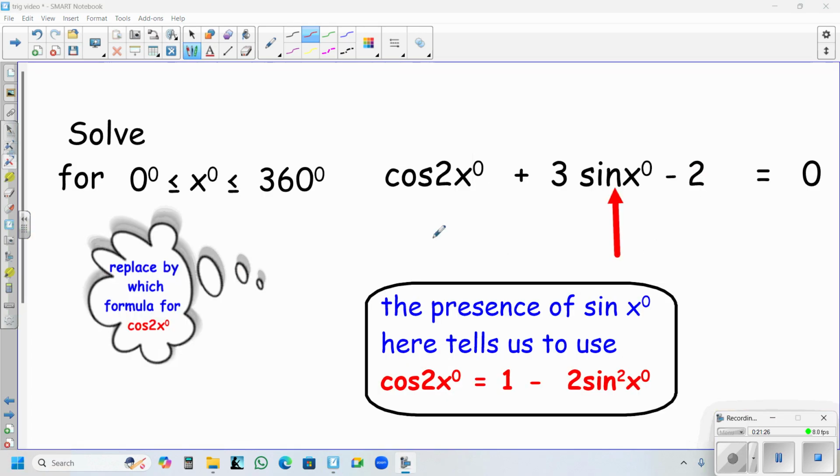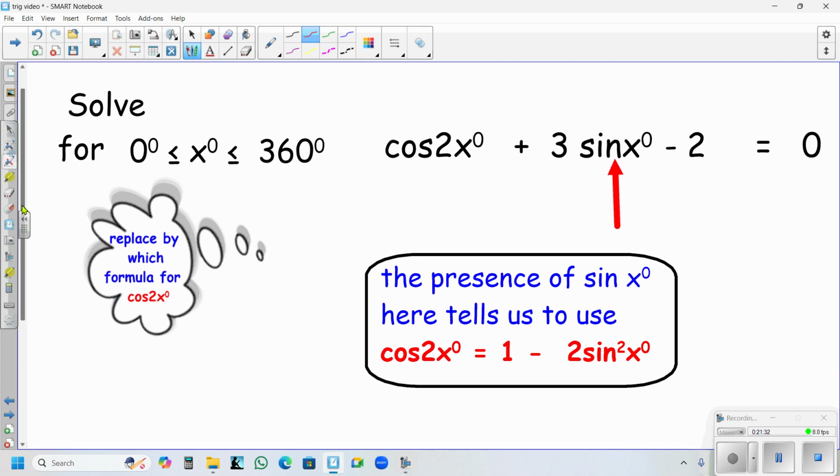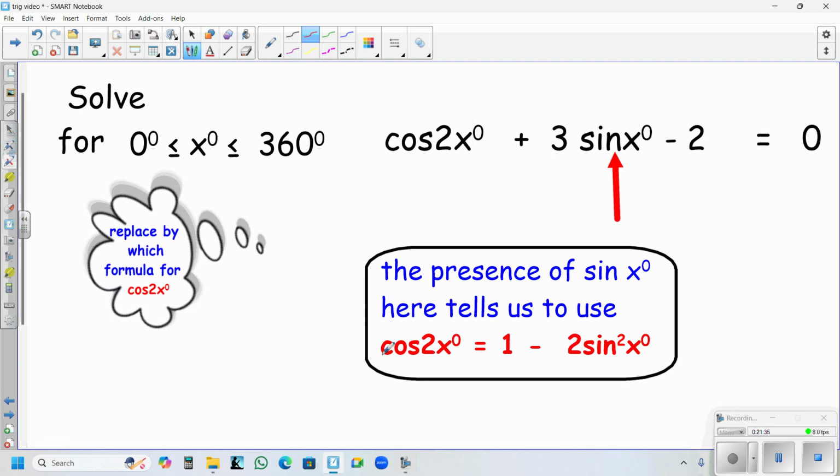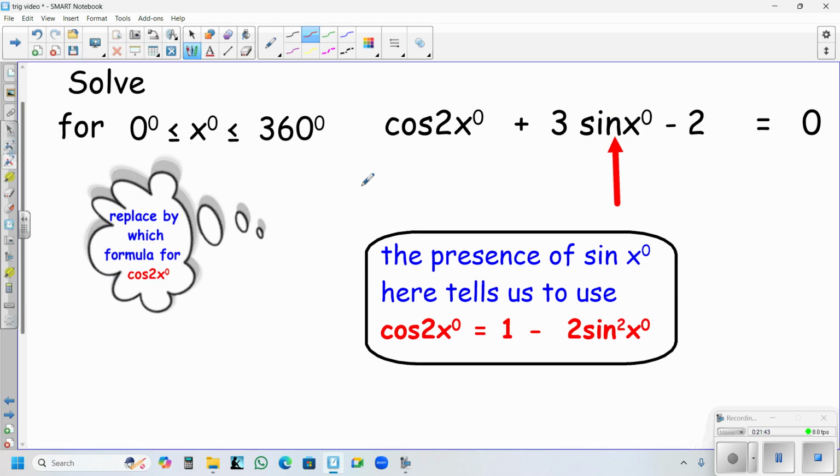We'll now solve another type. So this is cos 2x, but this time it's sine that's with it. So the presence of that sine in there tells me I've got to use cos 2x equal to 1 minus 2 sine squared x. So when I replace all of that, cos 2x becomes 1 minus 2 sine squared x. Then I've got plus 3 sine x degrees, and the minus 2 is equal to 0.